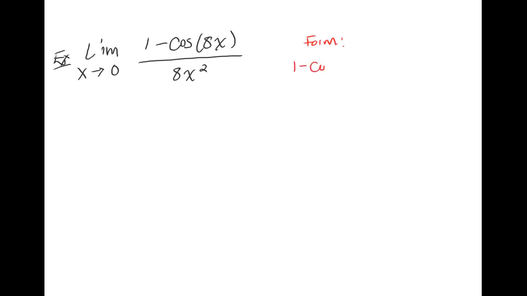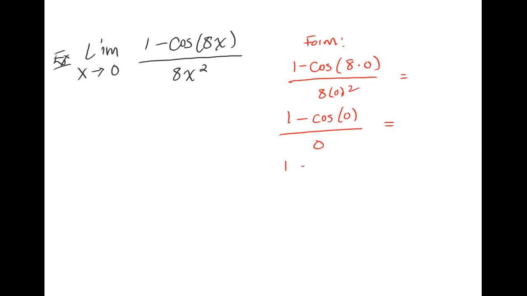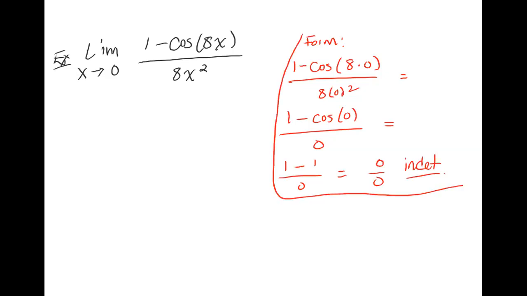1 minus the cosine of 8 times 0 over 8 times 0 squared is equal to 1 minus the cosine of 0 over 0, which is 1 minus 1 over 0, which is 0 over 0, which is an indeterminate form. Okay, so I can apply L'Hopital's rule. That is enough to tell me that I'm allowed to use that rule.